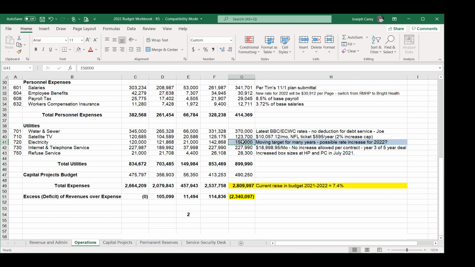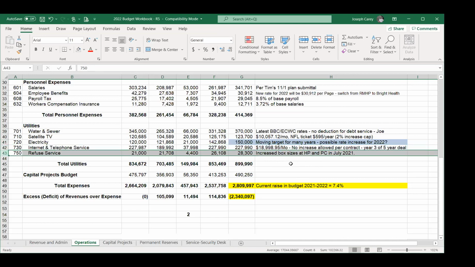Yeah, I think leaving it at 150,000 is probably fine. We could cut it down in hopes that this would be one of those years that we over budget and then it comes in lower, but who knows? You just don't know. Internet and telephone service is a fixed price contract for 5 years, and we're in year 3 of that deal. So that's not going to change.